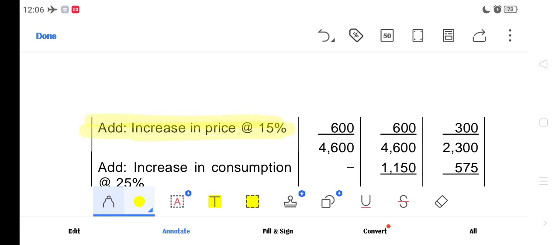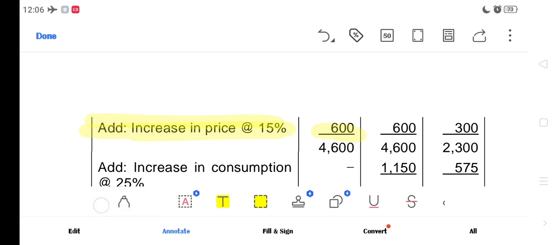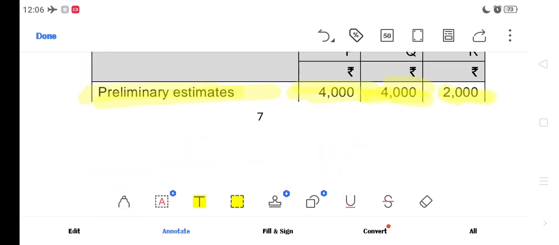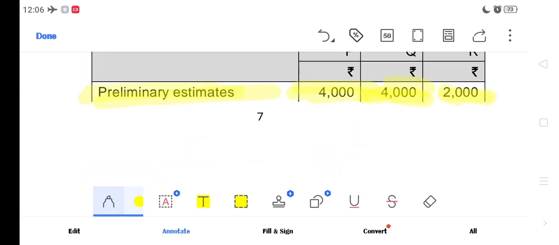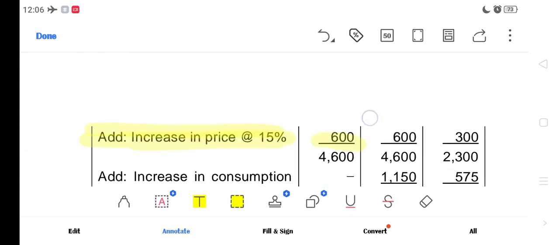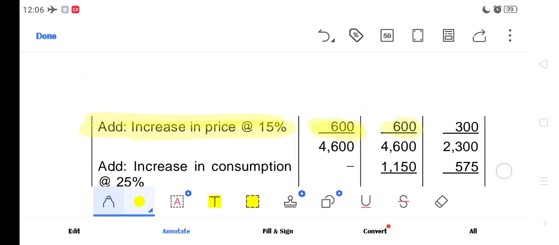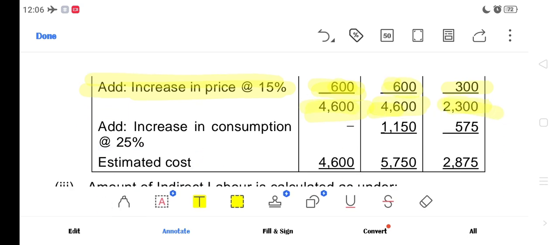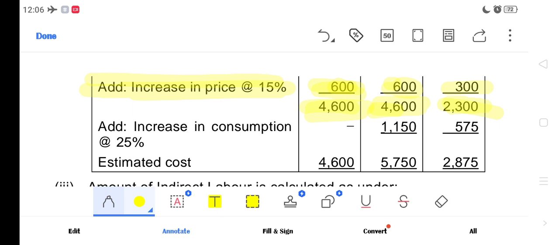So we shall add this 15%. On what? On 4,000 it is 15%, on 4,000 it is 15%, and on 2,000 it is 15%, right? So the total comes to 600, 600 and 300. Now if we add both, the pre-estimated prices and the increased prices, the total comes to 4,600, 4,600 and 2,300. Now there is an increase in consumption of 25% only. For all the three machines or only for Q and R? Only for Q and R, he says.